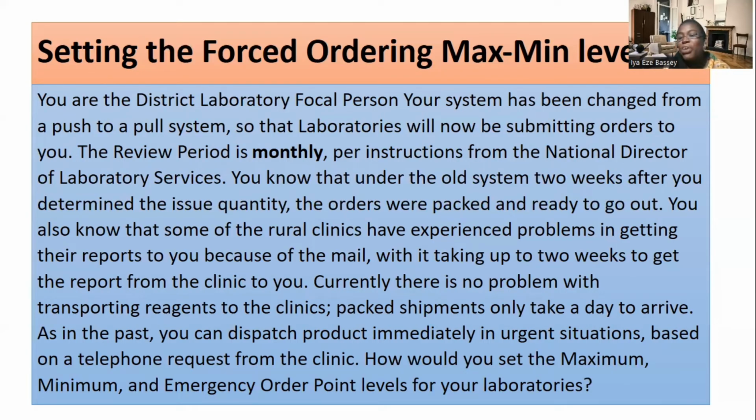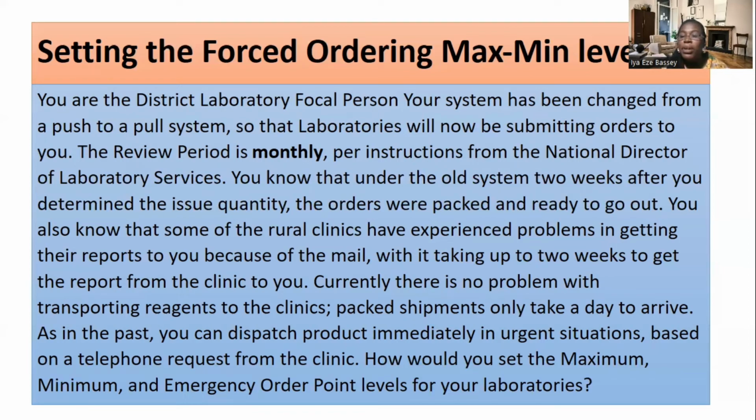You also know that some of the rural clinics have experienced problems in getting their reports to you because of the mail, taking up to 2 weeks to get the report from the clinic to you. Currently, there is no problem with transporting reagents to the clinic, and the packed shipments only take about a day to arrive. As in the past, you can dispatch product immediately in urgent situations based on a telephone request from the clinic. So in this situation, how would you set your maximum, your minimum, and your emergency order points for laboratories? So you are the director, your system has been changed from a push, where you were the one issuing, now to a pull system. You have to wait for feedback from the different SDPs to be able to know what to send to them.